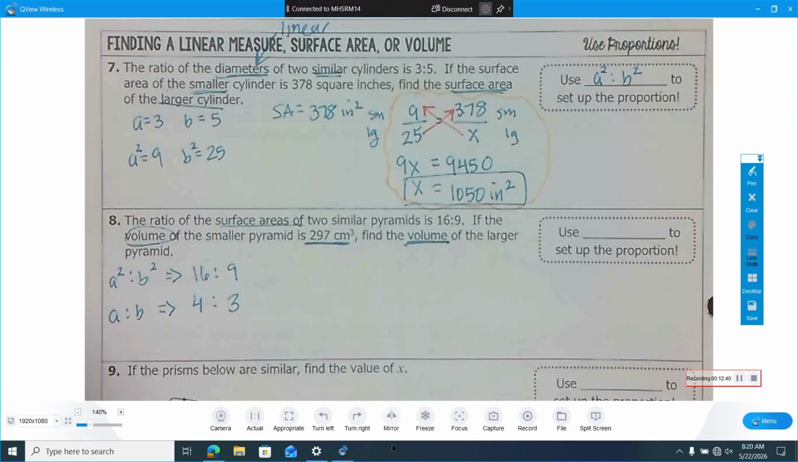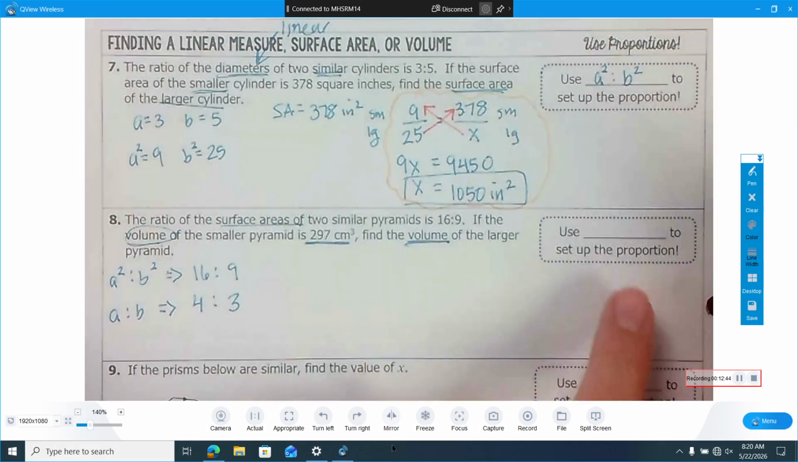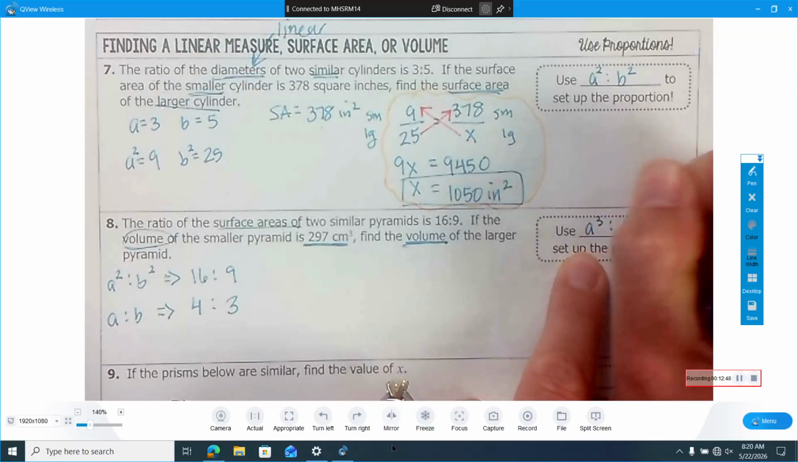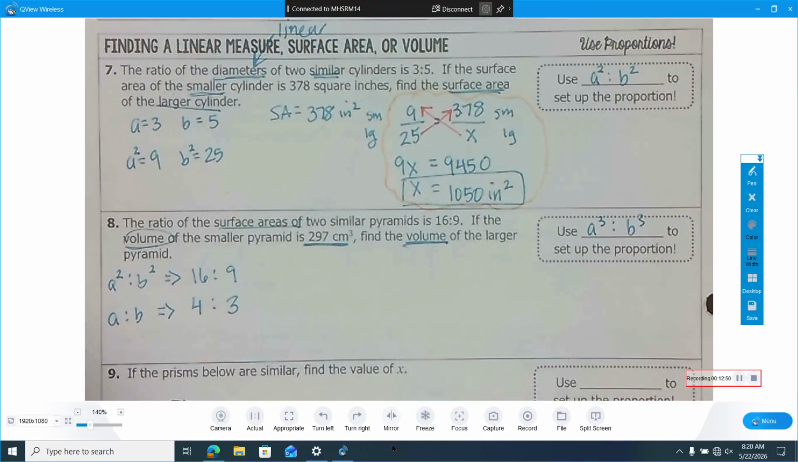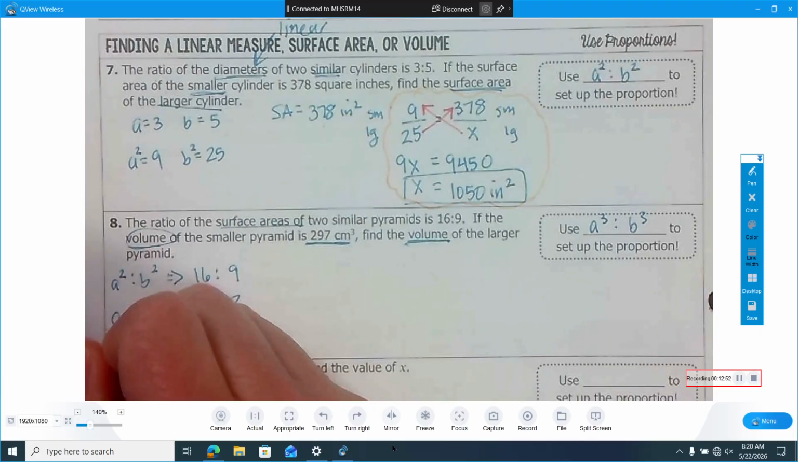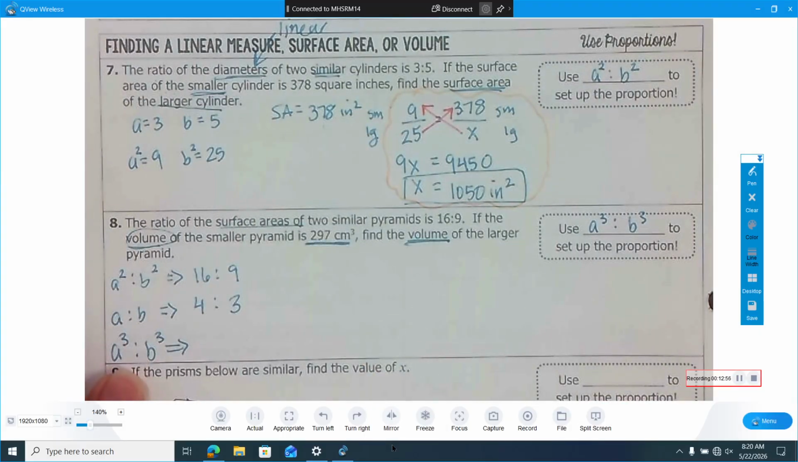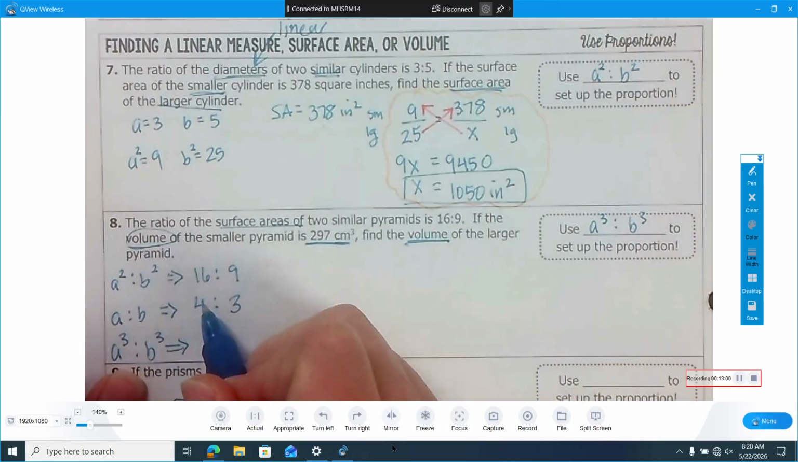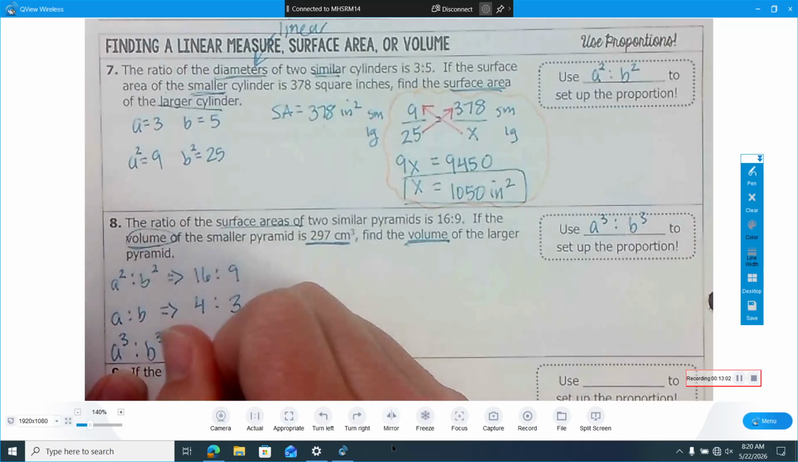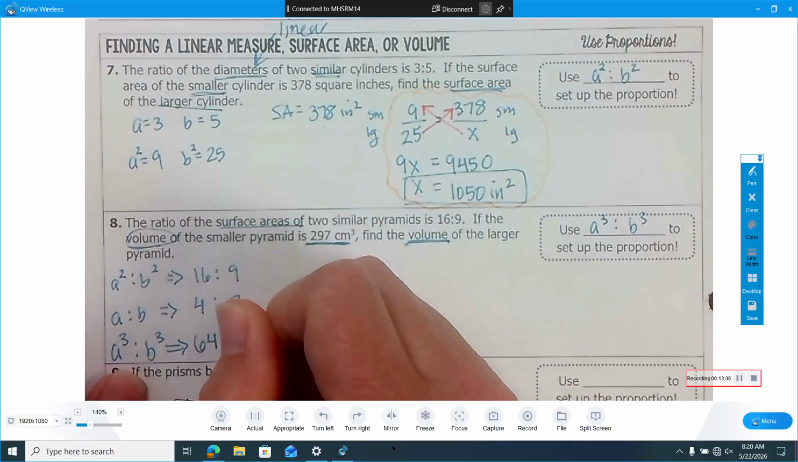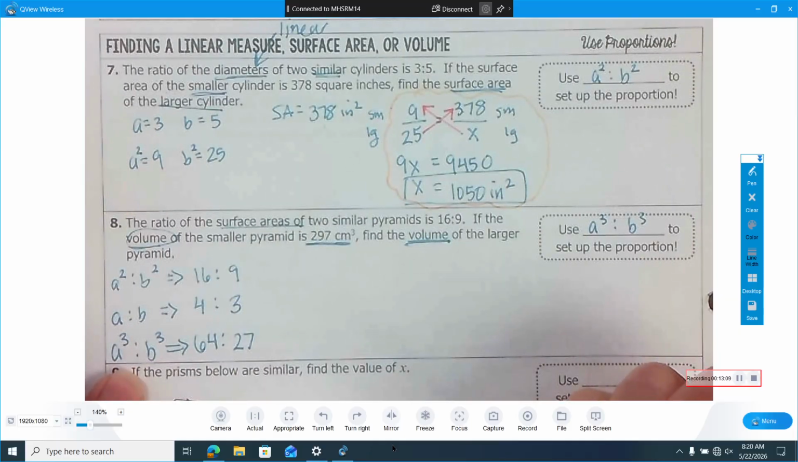So what ratio do I have to use if we want to find volume? Cubed. A cubed and b cubed is what we have to use to set up our proportion. So let's see, what is a cubed and b cubed then? 4 times 4 is 16, times 4 is 64. Very good. And 27. Very good. 3 times 3 times 3 is 27.